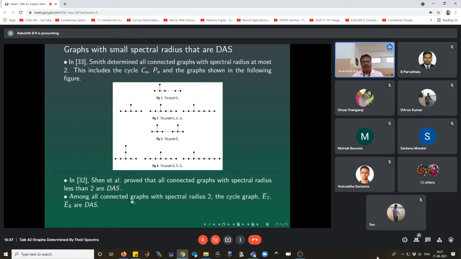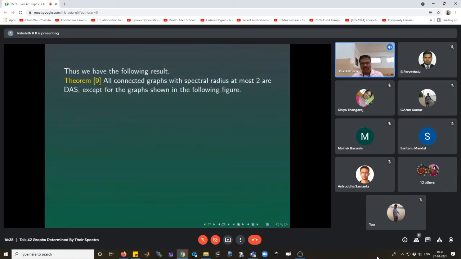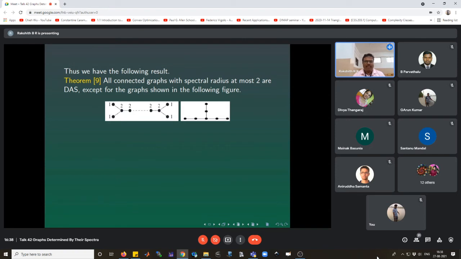Also among all connected graphs with spectral radius 2, these are figure 3 and figure 4, the graphs with spectral radius 2, including the cycle graph. Among all these graphs, the cycle graph, the graph E7 and the graph E8 are determined by the adjacency spectrum. Hence we can state that all connected graphs with spectral radius at most 2 are determined by the adjacency spectrum, except the following two graphs.